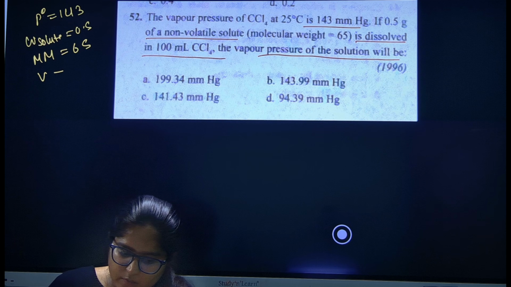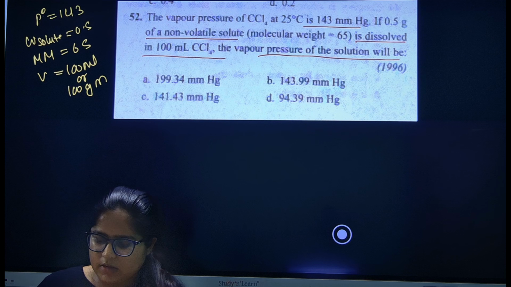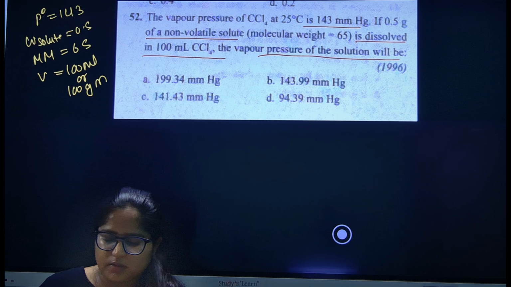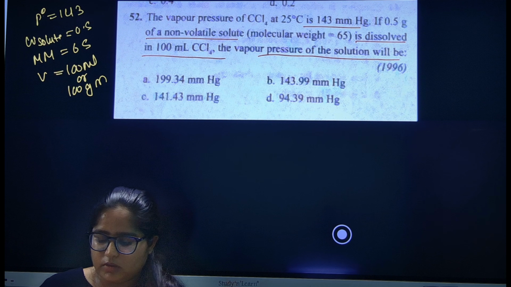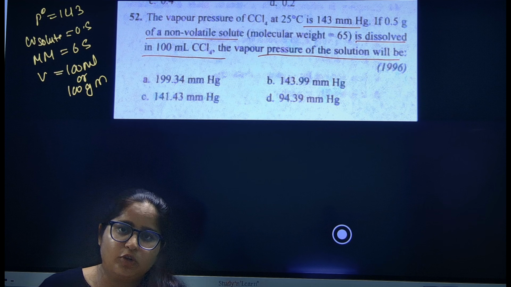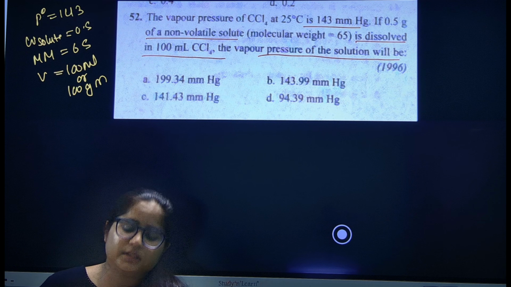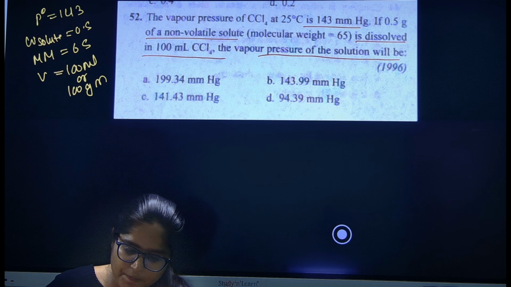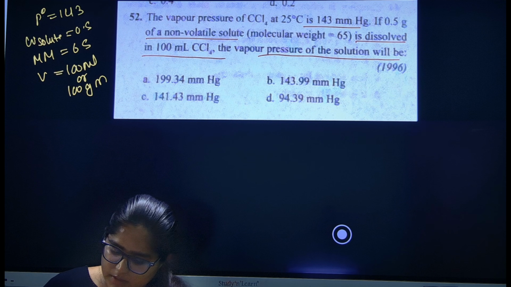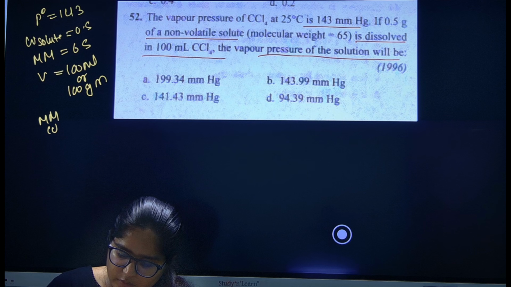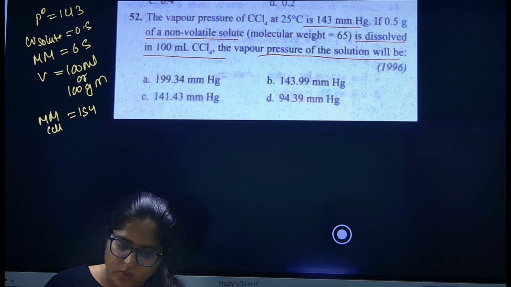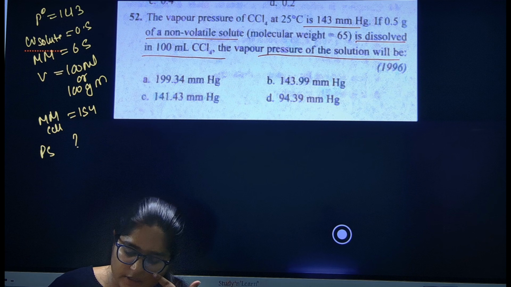Now what else have they given? Volume, 100 ml. Since density is not given, we will consider 100 ml as 100 gram, because we only need the solute mass, not the volume. If density is not given, common sense says we consider ml as gram. Now the molar mass of CCl4 will be 154. We have all this data. Now what are they asking? Ps they are asking. Let us solve here.